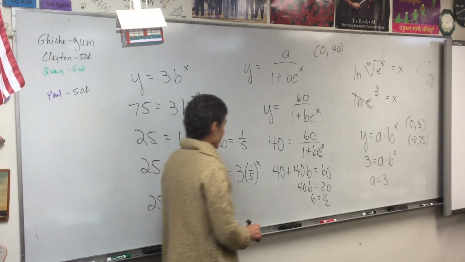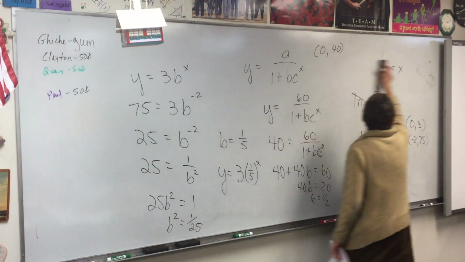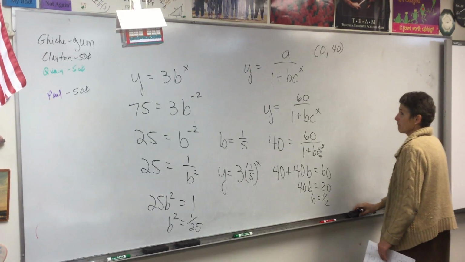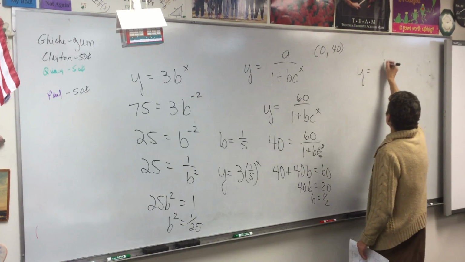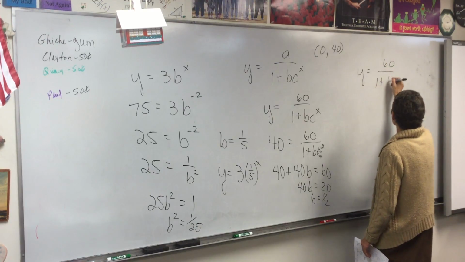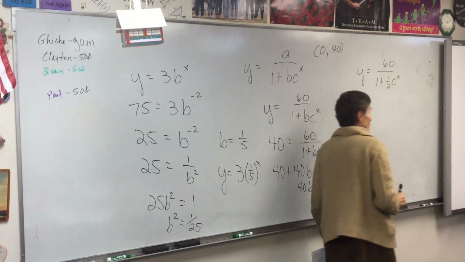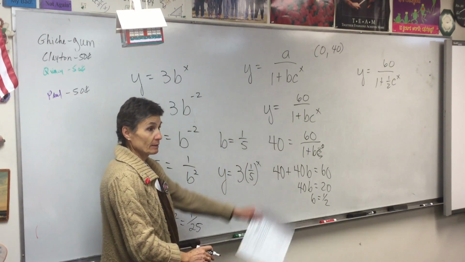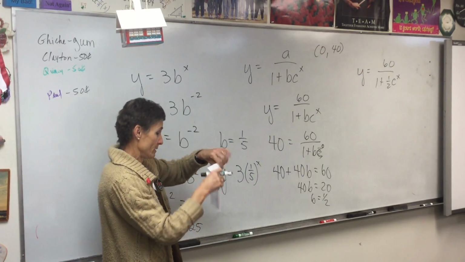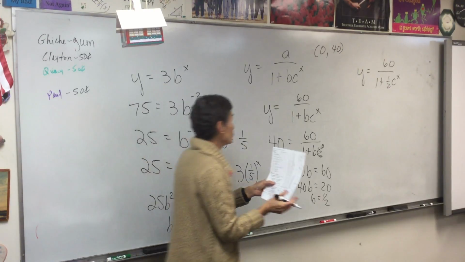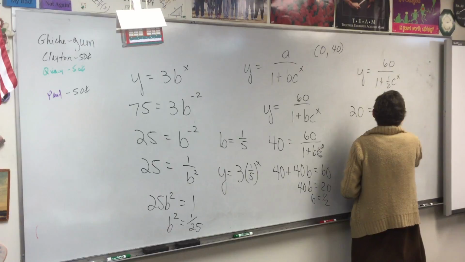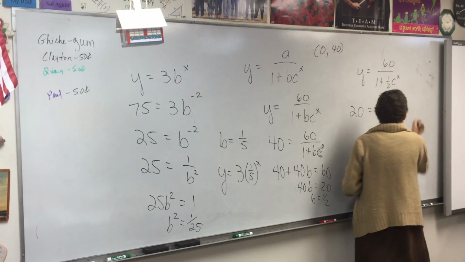So we're getting closer. Now we have the b value. So y equals 60 over 1 plus 1/2 c to the x. That's where we are right now. But luckily, we still have one more point, don't we? 2, 20. So put 20 in here. And 2 in there.